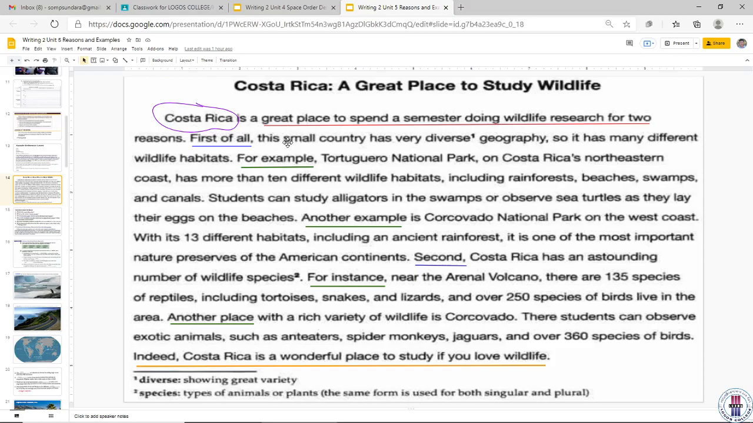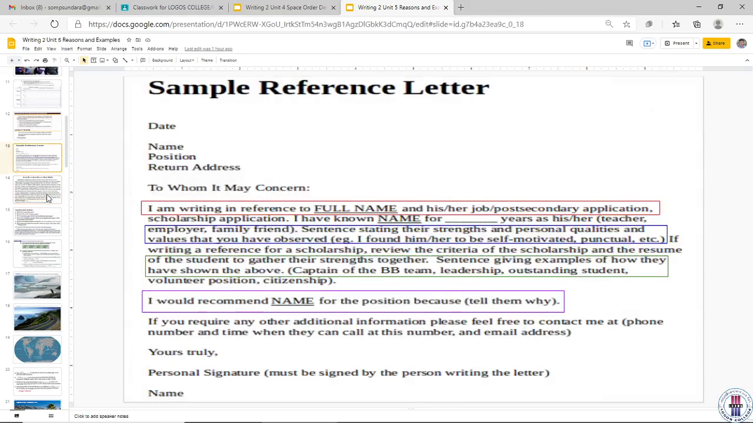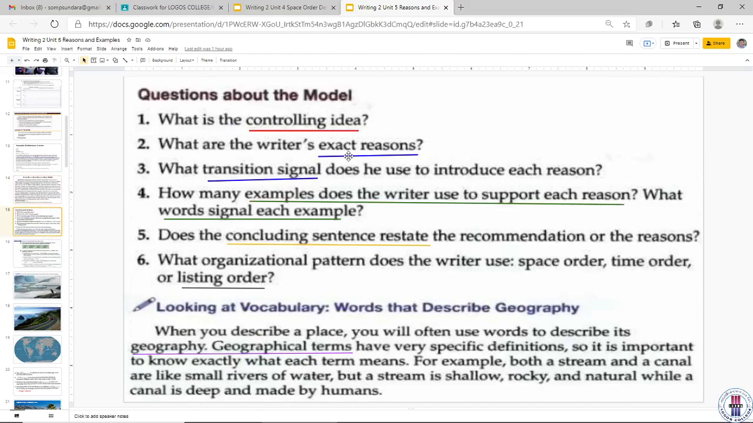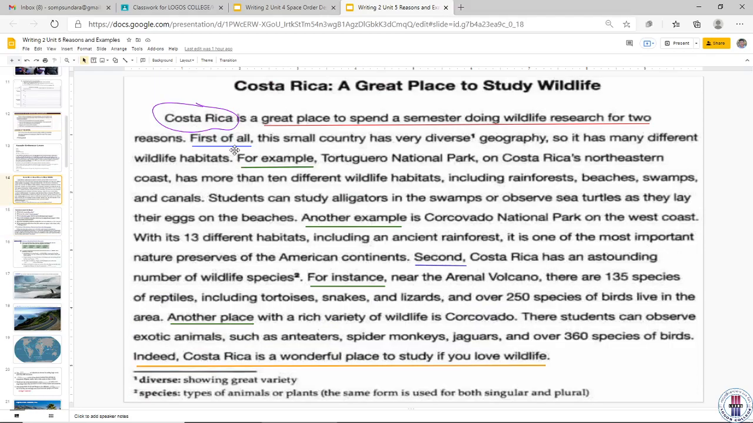Now the rest of your paragraph has to give details about your controlling idea. First of all, this small country has very diverse geography, so it has many different wildlife habitats. That sentence is your first reason. And the transition signal it gives to introduce each reason is first of all. I underlined it in blue.